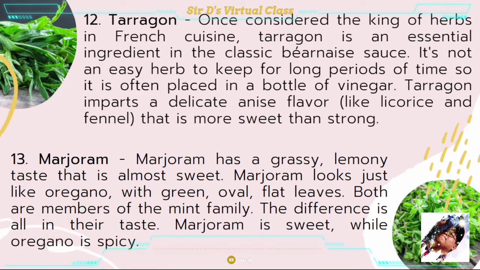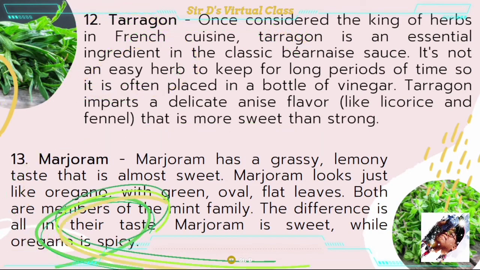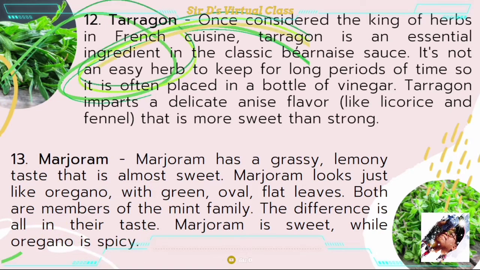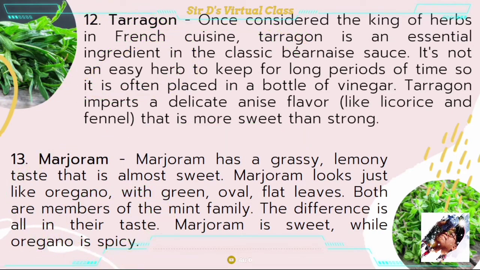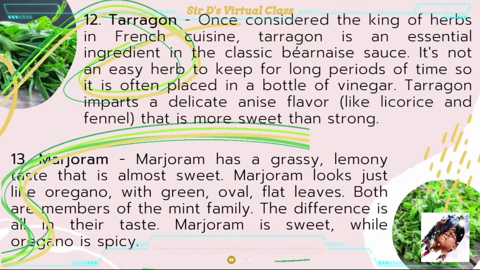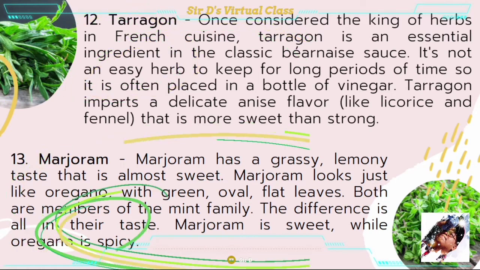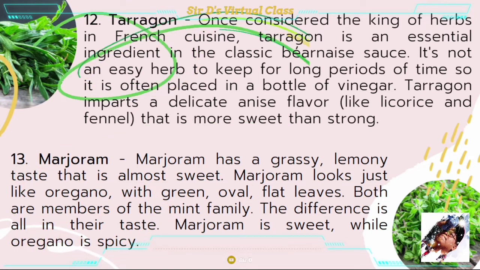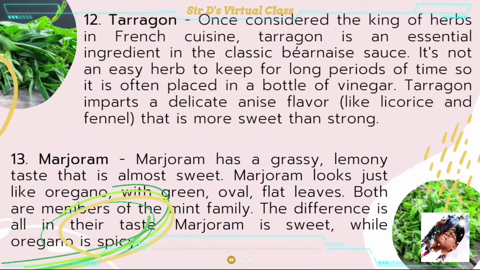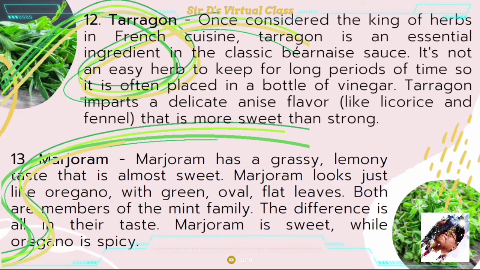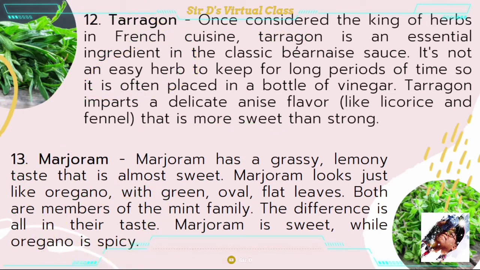And for the last set of our herbs, you have the tarragon. Once considered the king of herbs in French cuisine, tarragon is an essential ingredient in the classic Béarnaise sauce. It's not an easy herb to keep for long periods of time, so it is often placed in a bottle of vinegar. Tarragon imparts a delicate anise flavor, similar to a licorice and fennel. It is more sweet than strong.